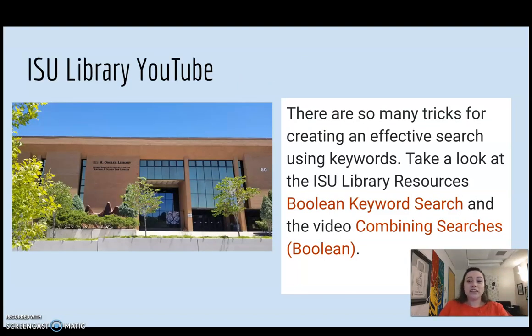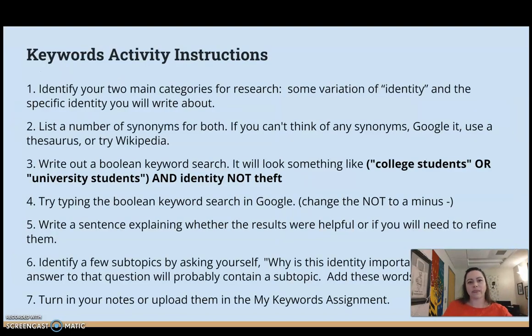Something to take a look at again is all of the sources that ISU has. They have a YouTube channel. They have a more in-depth Boolean keyword search video you can watch. They also have a video about combining multiple searches together. Please use our library resources.